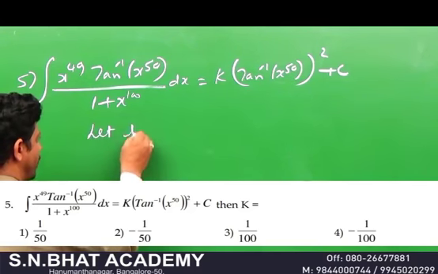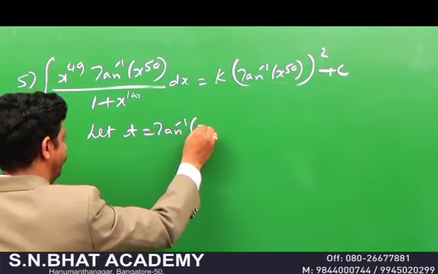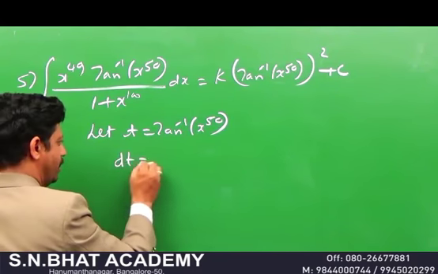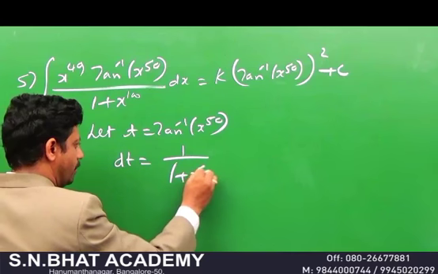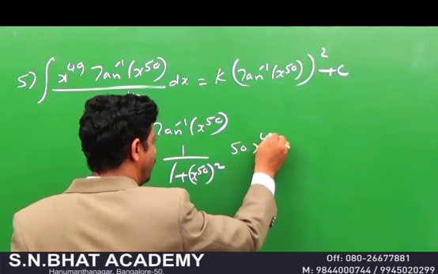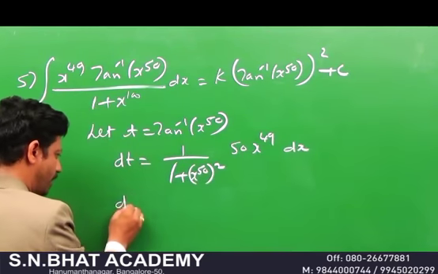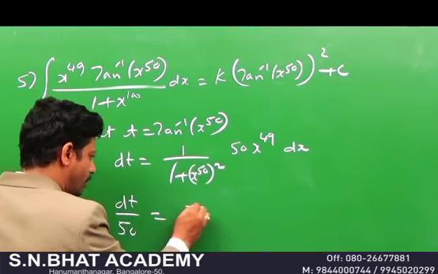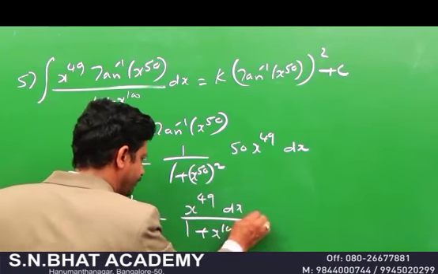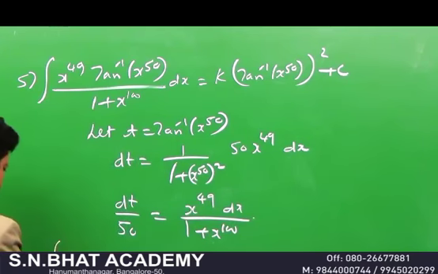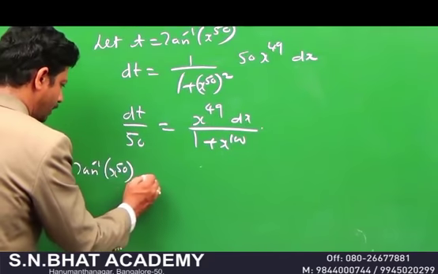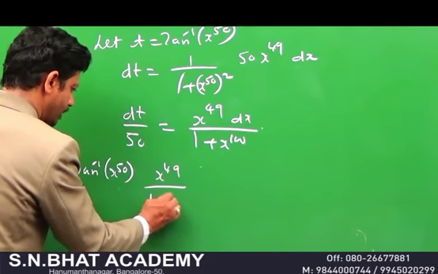So we use the substitution t equal to tan inverse x power 50. Now differentiating, we get 1 by 1 plus (x to the power of 50) whole square, and 50 times x to the power of 49. And therefore dt by 50 is equal to x to the power of 49 dx by 1 plus x to the power of 100. Now consider this integral. It is the integral of tan inverse x to the power of 50 into x to the power of 49 by 1 plus x to the power of 100.